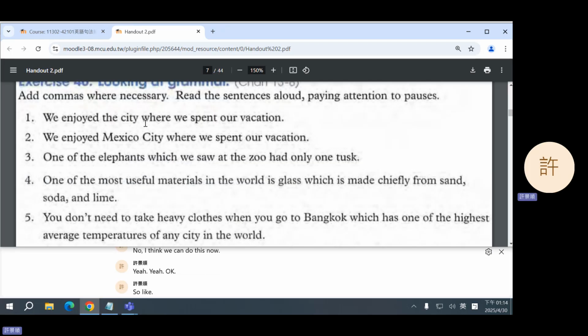Okay, so like, the same logic applies even if the word is not that or which or who. So, like, does this change the meaning of the word the city? Yes, it does. No comma. Number 2, does this change the meaning of Mexico City? It does not. Add a comma. Number 3, no commas.